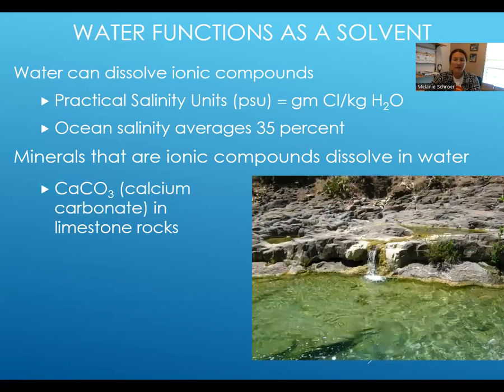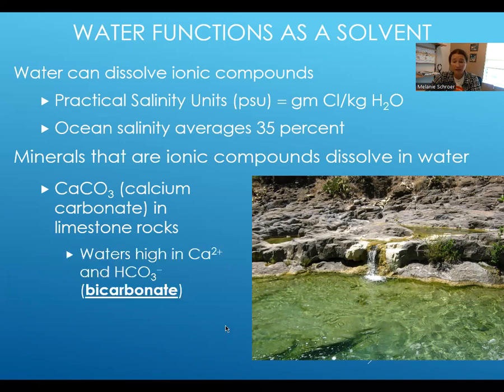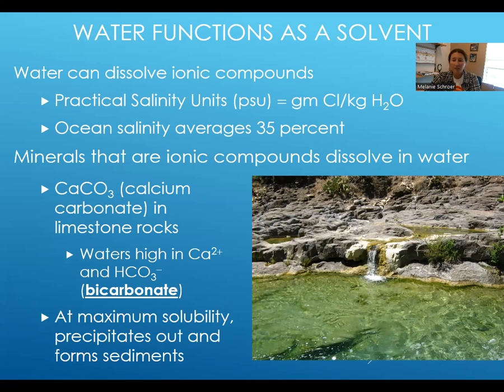One example here is calcium carbonate. When water is flowing through limestone or flowing over limestone rocks, it can actually dissolve the limestone, releasing the calcium carbonate within it. And so waters that have high calcium carbonate ultimately end up with a lot of bicarbonate. And so this is going to change the pH of the water, and at maximum solubility, which is what's going on here, the calcium carbonate actually starts to precipitate out of the water and form sediments.